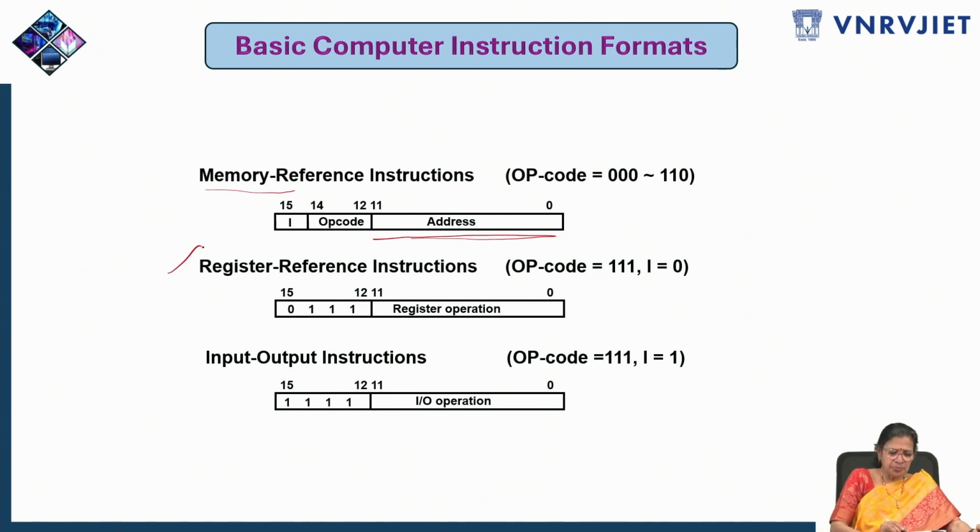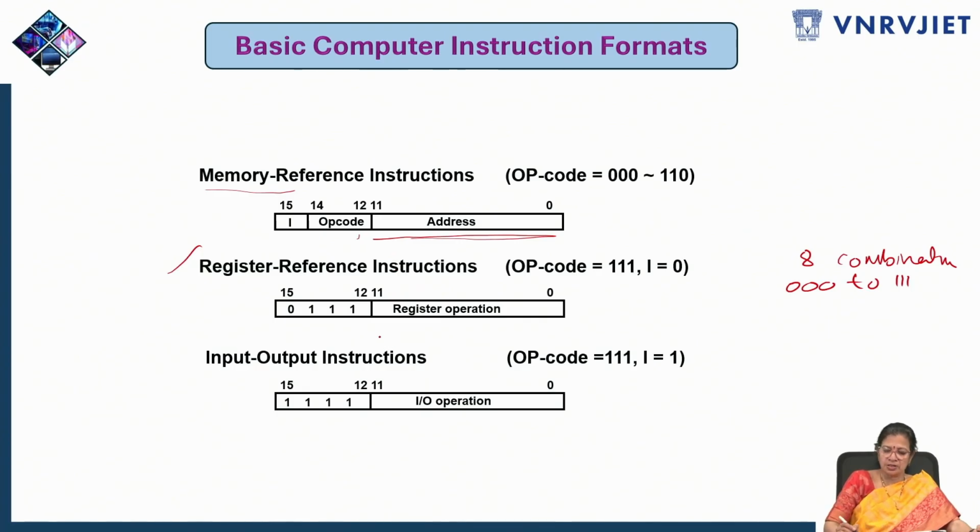Then the other type is register reference instructions, which are associated with processor registers. Input output instructions are associated with input and output registers. In these, how the format is defined is that with 3 bits of the opcode, we get 8 combinations, right? Those combinations are nothing but 000 to 111. But if we use all 8 for the memory reference instructions, how does the processor distinguish the other types of instructions?